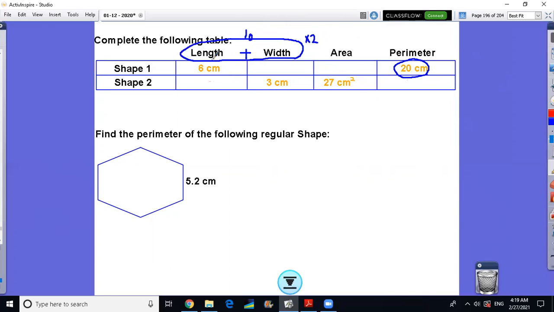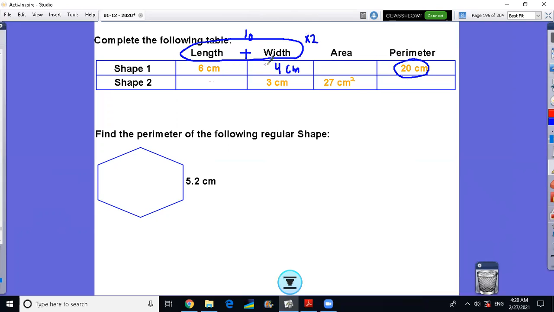Okay, so now I know that 10 is the length plus the width. Good, I have the length is 6, so the width is exactly 4 centimeters. Okay, so here is 4 centimeters. 6 plus 4 is 10. Length plus width is 10. Multiplied by 2 will give you the perimeter, which is 20. All right, great. What about the area?